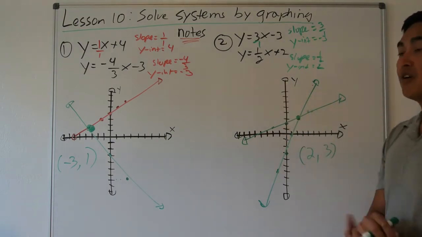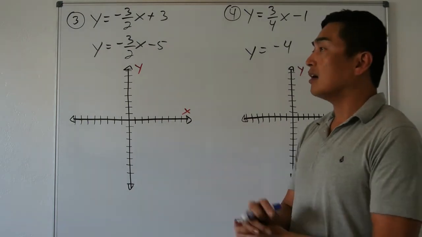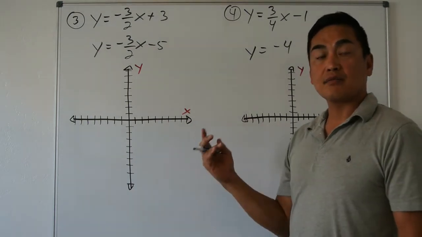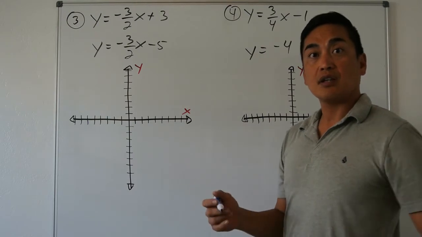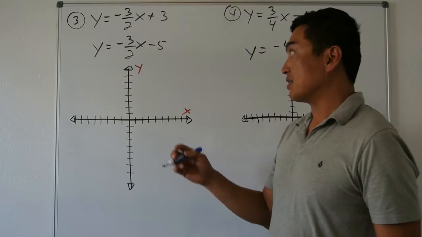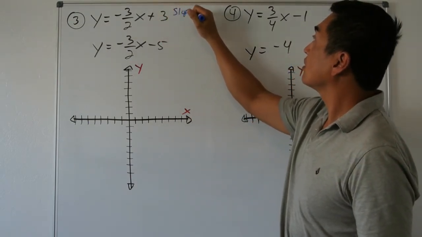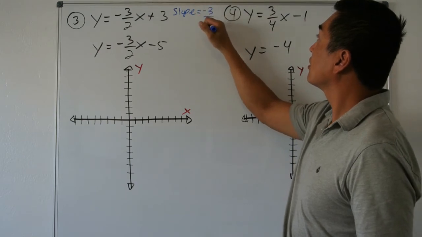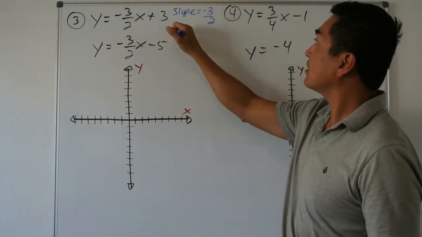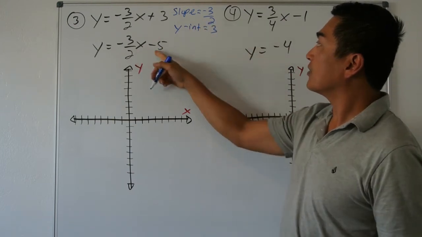Okay, alright, let's move on to number 3. If you want, you can pause and write that down. If not, you can use the worksheet. Okay, alright, again, use a ruler. Makes things a lot easier. Okay, so anyway, let's go and write down the slope. That's the slope, that's the y-intercept. That's the slope, that's the y-intercept.